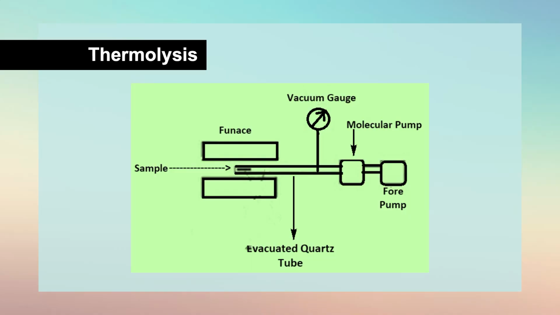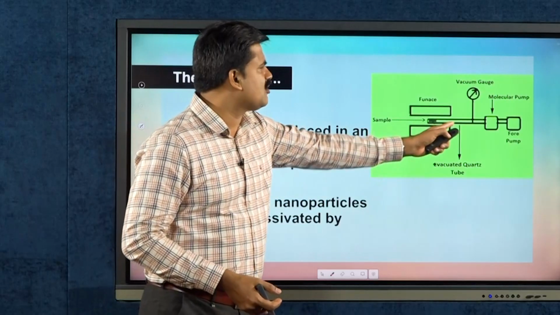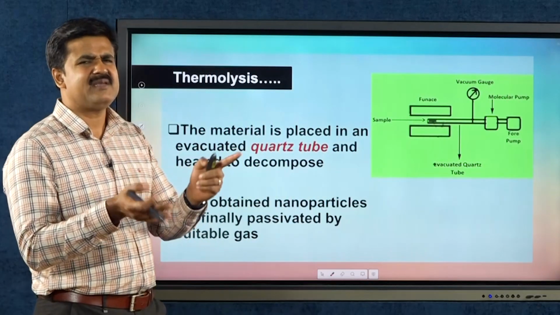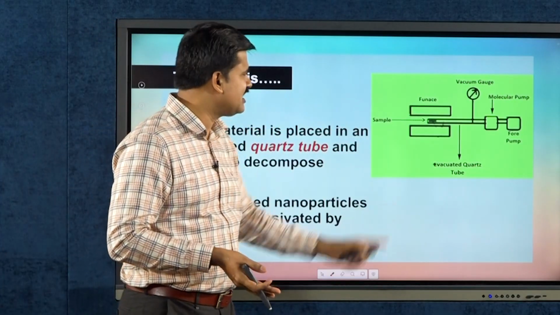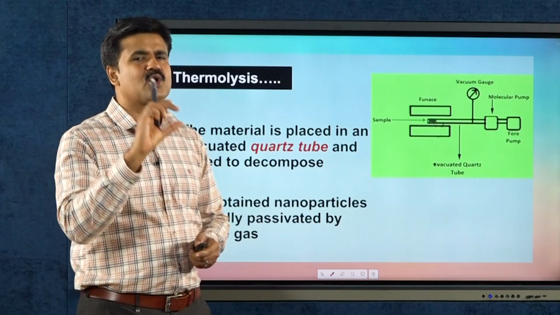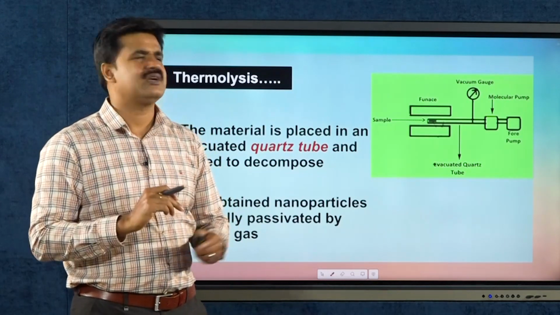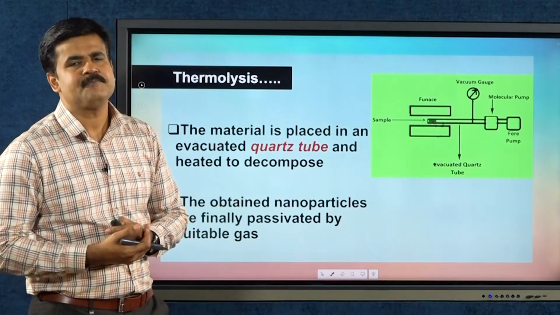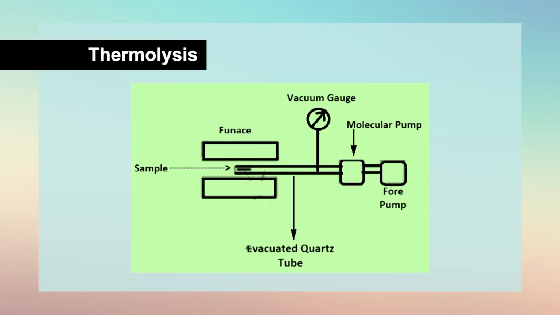And this is the pictorial representation. This is a quartz tube. That quartz tube can be externally heated with the help of the furnace. The sample is present here. The sample material is subjected to strong heating, and as a result, it is decomposed. You can control the pressure inside the quartz tube by using a vacuum gauge. You can regulate the pressure, and finally, by passing some suitable gas through the system, the obtained nanoparticles can be passivated or made inert.